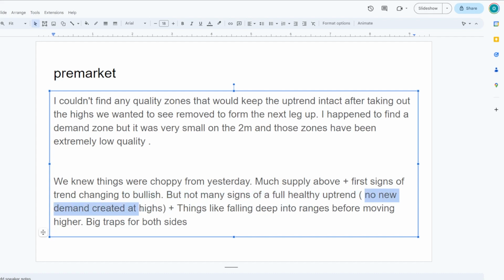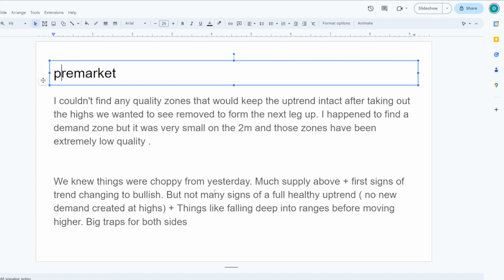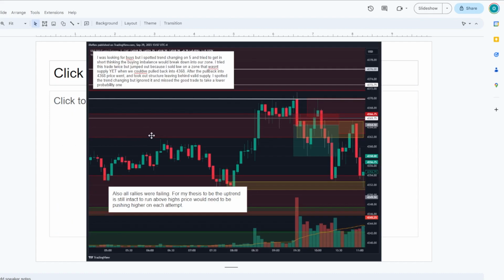And why was that? No new demand was being created at highs, and price was falling deep back into ranges before continuing higher. So it wasn't a healthy uptrend. All of this was noted pre-market. Boom. So I'll come in there and put that. Then I'm going to go into the trade and what happened during the trade.